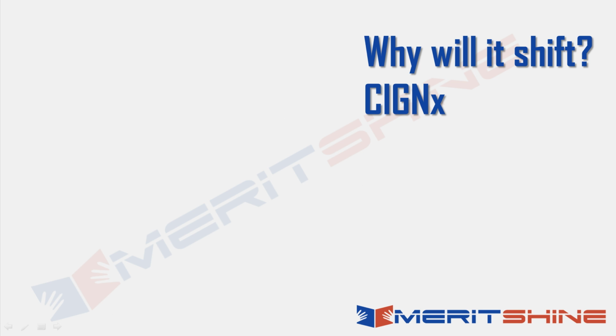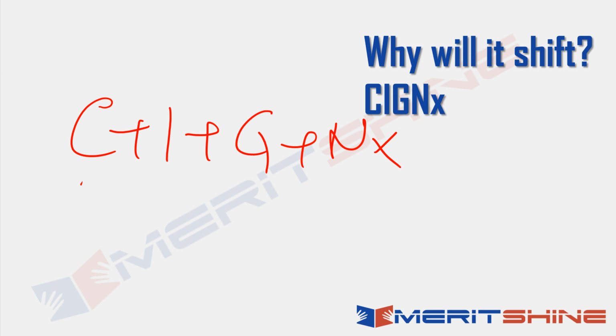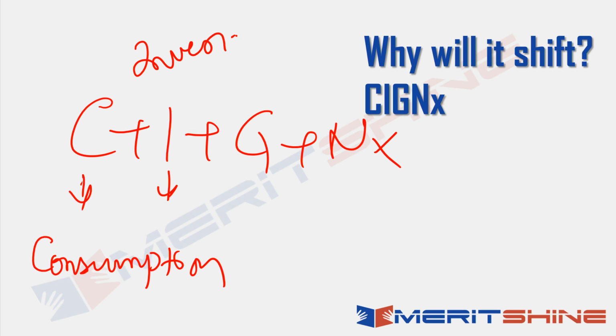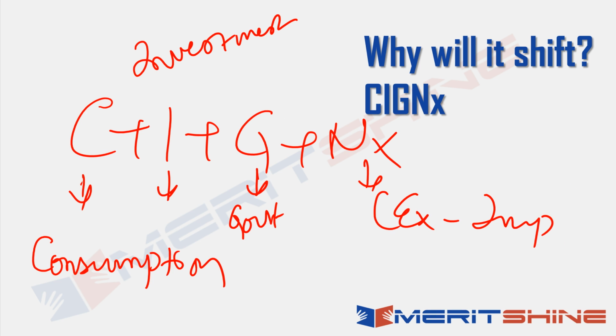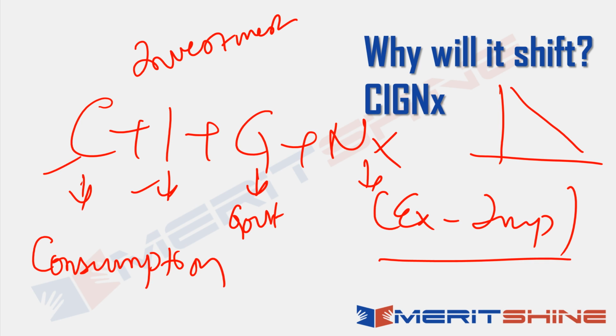So the equation you remember in the Keynesian theory, we read about this: C + I + G + (X - M). You have to remember this, it is very important. This was consumption, investment, government expenditure, and export minus import. So your aggregate demand curve, if any of this changes, if consumption increases suddenly, this will shift. If investment increases, this will shift. If government increases the spending, this will shift. If your export increases, this will shift.